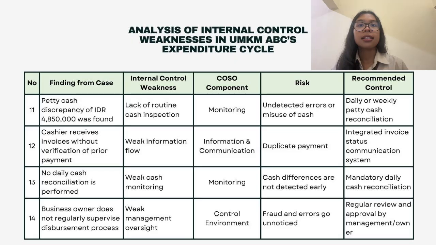And the next is that the cashier receives invoices without verification of prior payment. The internal control weakness is weak information flow. The causal component is information and communication. The risk is duplicate payment. And the recommended control is an integrated invoice status communication system.